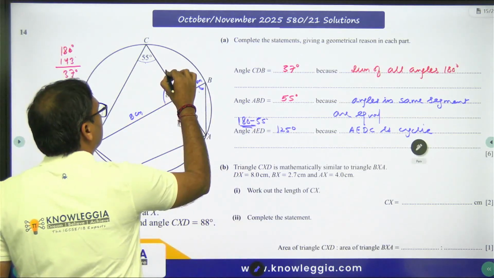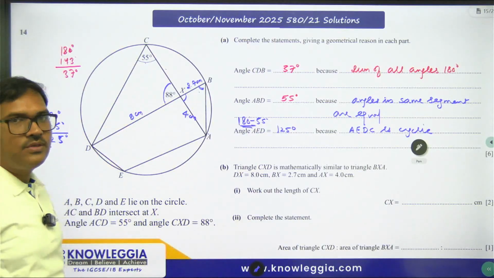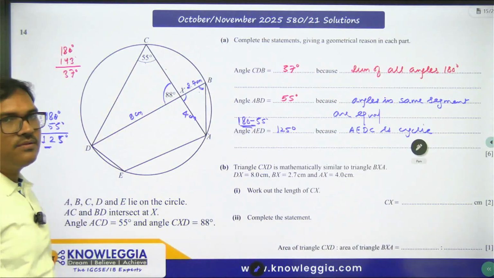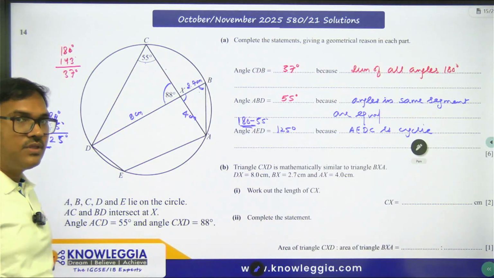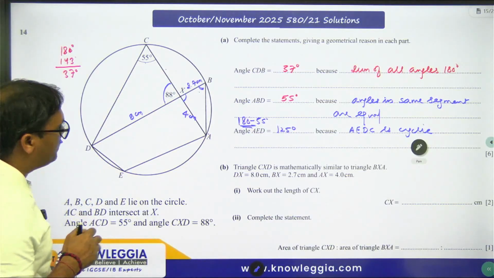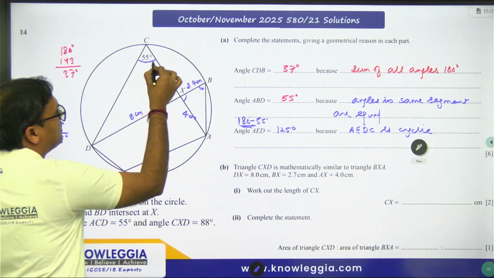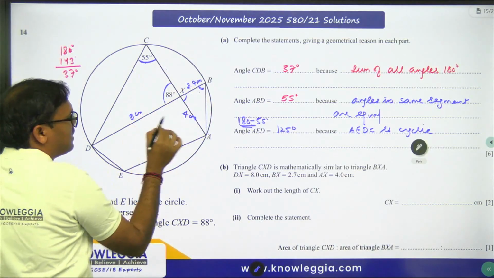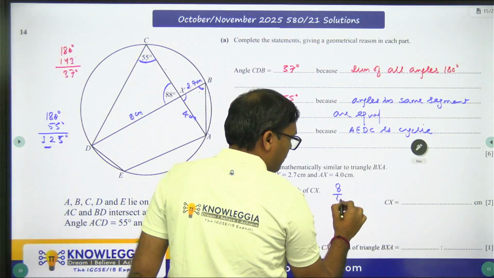That is the first question, the length CX. Now you know that if these two triangles are similar, the corresponding sides will be proportional, that is, the ratio of the sides will be the same. What are the corresponding sides? These two angles are equal, so these are corresponding sides. So I write here 8 upon 4.